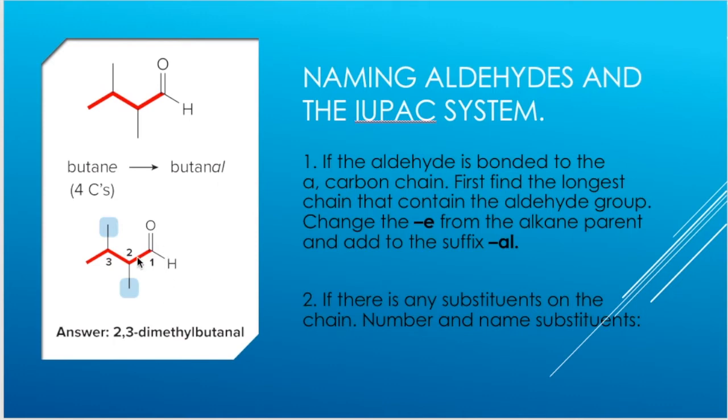The next step is to see if there are any substituents on the chain, number them and give them a name. Here we see substituents on carbon 2 and carbon 3, which are methyl groups. The name is going to be 2,3-dimethyl, because we have two methyl groups. So it's going to be 2,3-dimethylbutanal. This is the name for this one.